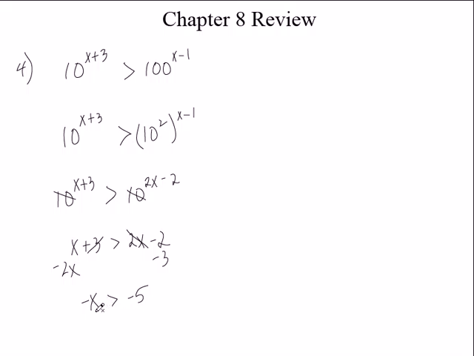But we don't want negative x. We have to, what? Divide by a negative. But when I divide by a negative, what do I do to my inequality? I change the direction of the inequality, so it's going to be x is less than 5. Okay?